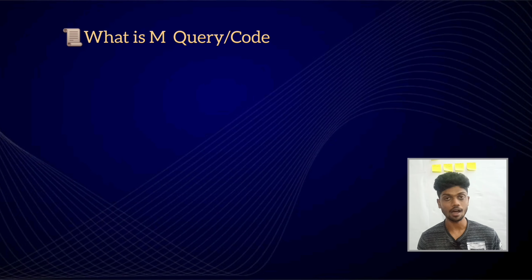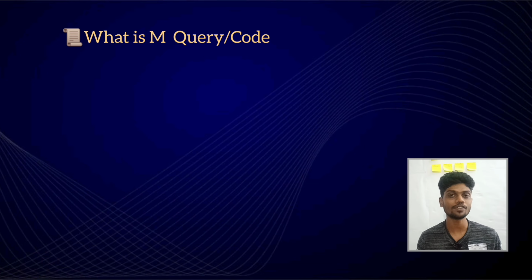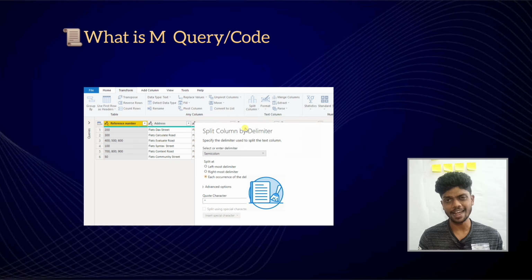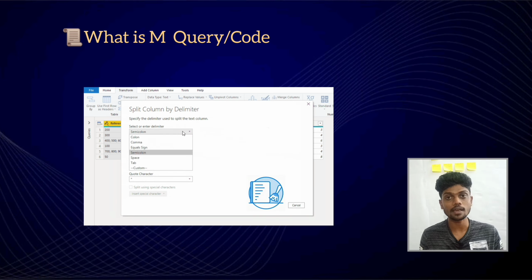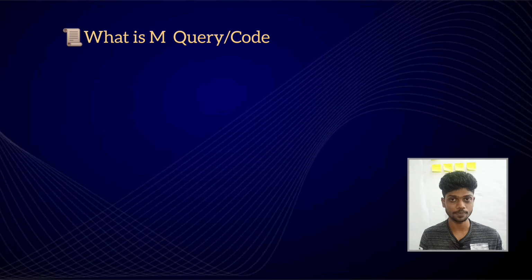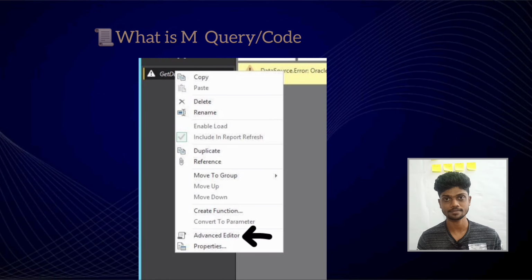What is MQuery or MCode? M stands for data mashup, as Power Query is all about connecting to different types of data sources, and the M language is the behind the scenes of the process. For example, if you do any filter or any transformation in Power Query, it looks at it and translates that transformation into M code. So whatever transformation you make in Power Query, the corresponding M code is written for it, which you can easily view by clicking the advanced editor option.